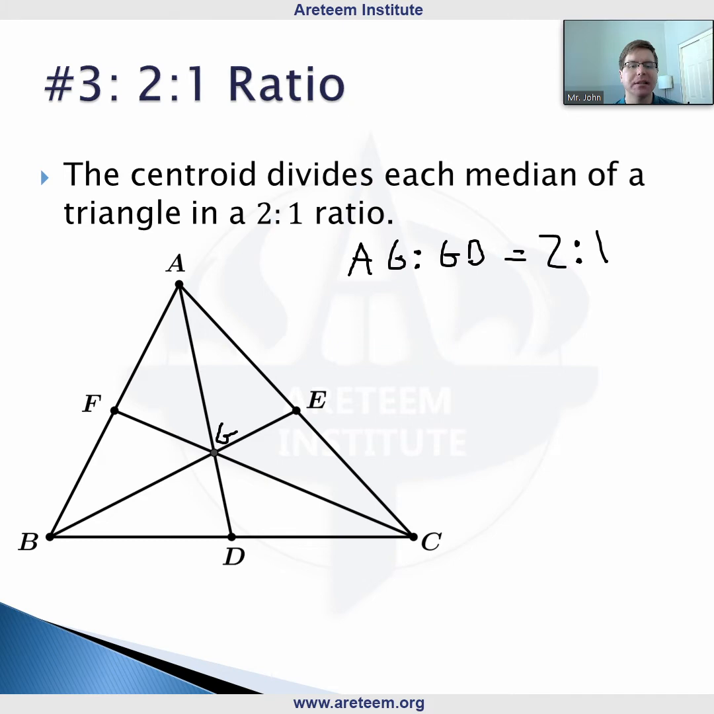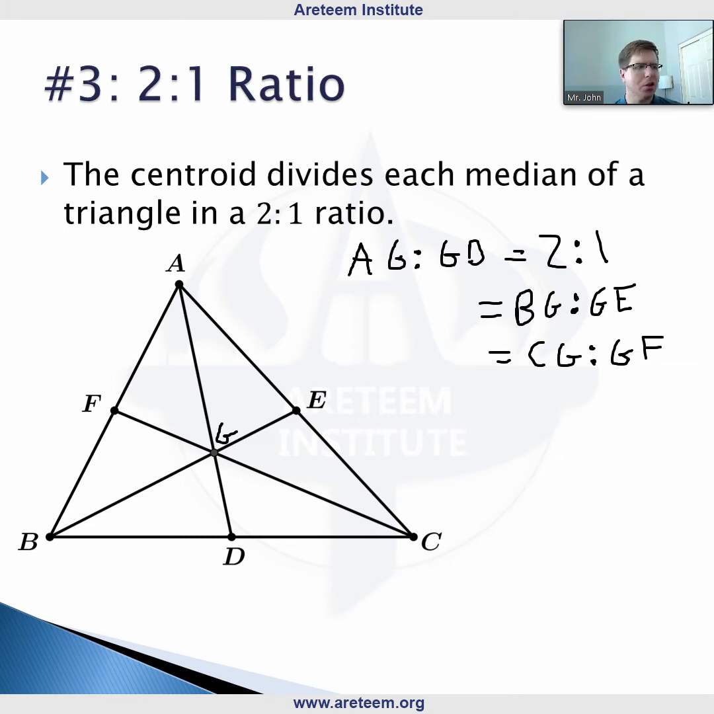And of course, this doesn't matter which ratios we look at. This is the same for BG to GE. Of course, AG and BG don't have to have the same length or anything. We're just saying that all of these ratios, every time you draw the centroid on a median, it cuts that median into 2 pieces. One piece is twice the length of the other piece there.